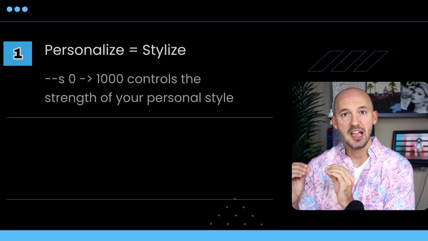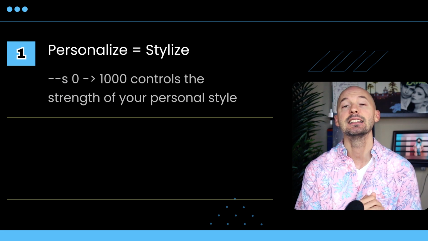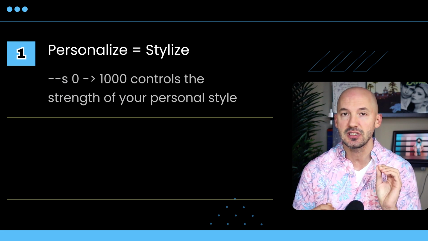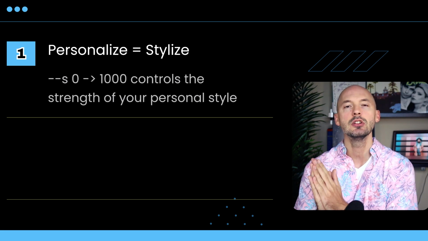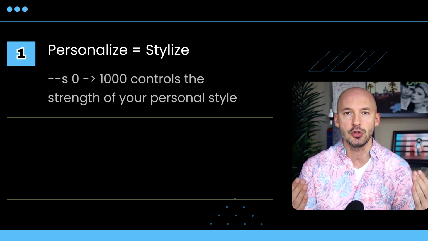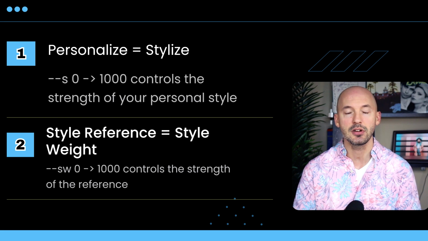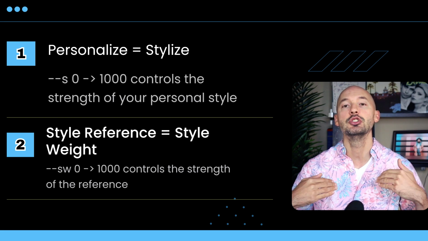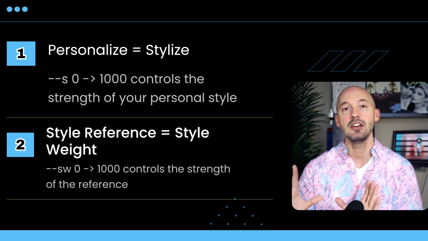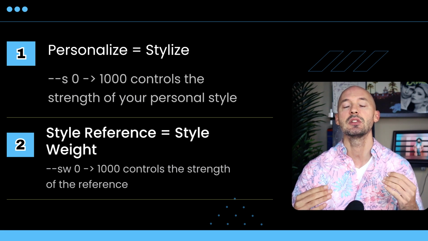You can use some additional parameters to control the strength of those 2 features. For --p, we can use the stylized parameter --s. That's going to control the influence of your personalized style. 100 is the default, lower it for less influence, and raise it to 1000 for the maximum. Meanwhile, for a style reference code, we can use the style weight parameter --sw to control the strength of the style. Again, 100 is the default, lower it for less influence, and raise it to 1000 for the max.